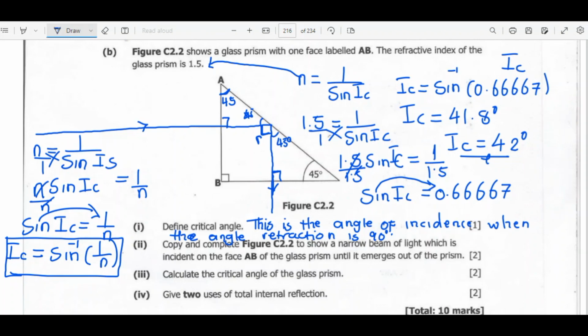Now we move on to Roman number 4. Give 2 uses of total internal reflection. So the first one, it can be used in telecommunication. Then the second one will be optical fibers. Right, so these are solutions to this question.